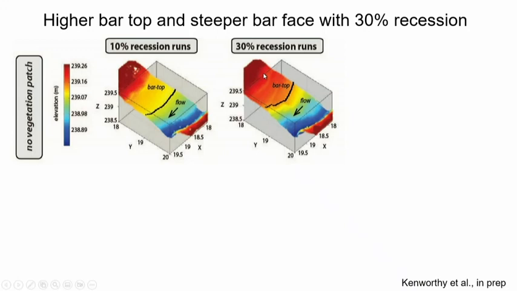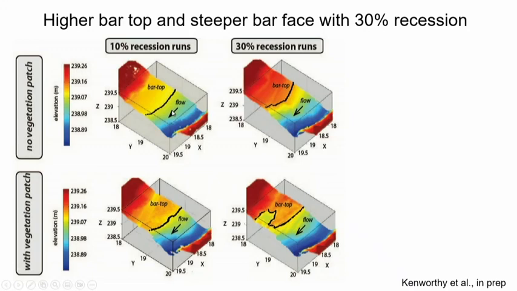And that was partly because we had a higher peak flow that could deliver sediment up higher in the channel. But it also is because we quickly dropped the flow down, which allowed that bar top to remain and not get eroded during lower flows. Whereas the 10% recession rate had a lower bar top and a less steeper face into the main flow.